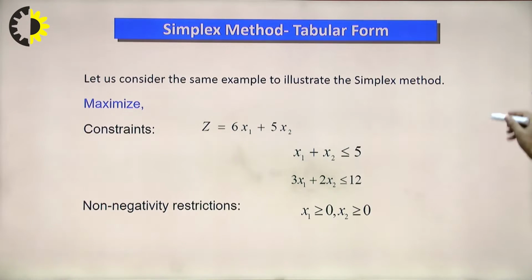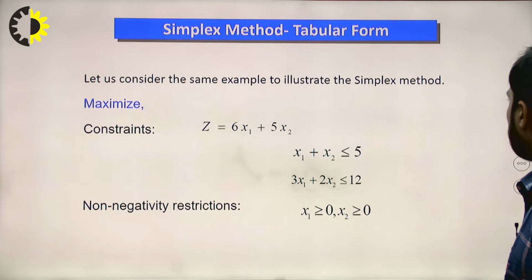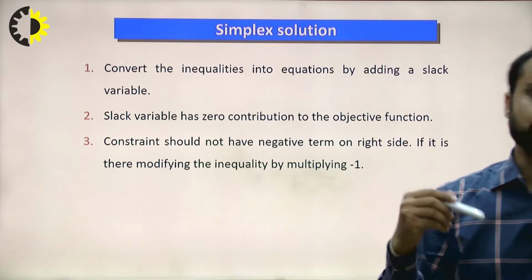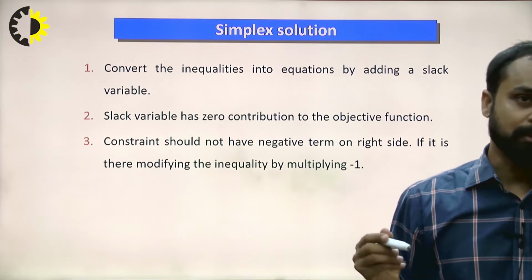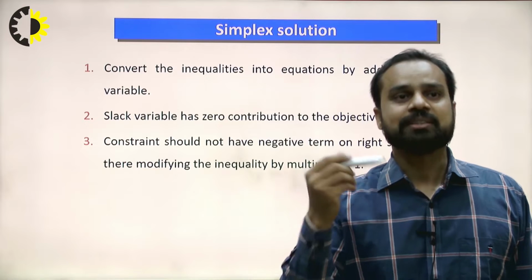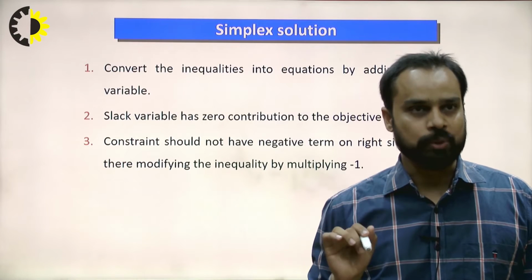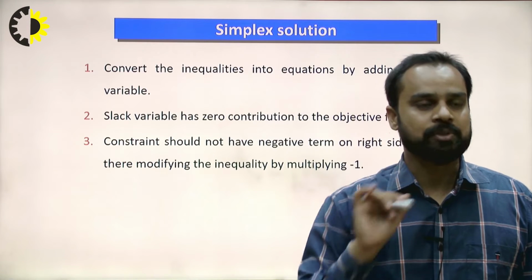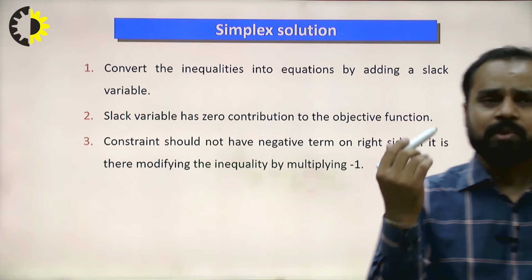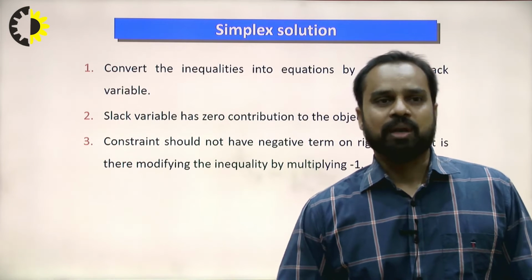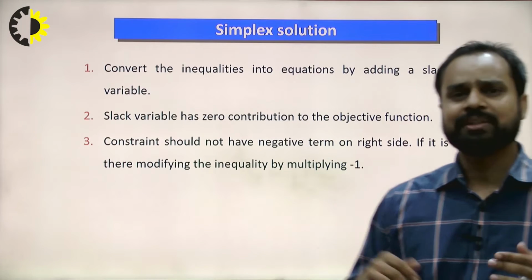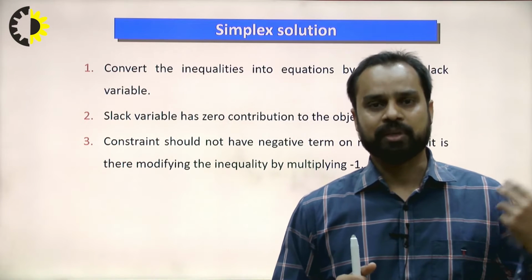So in this problem we have seen, firstly, there is a certain set of rules by which we can solve the simplex algorithm. Any LPP problem can be solved with the help of the simplex method. That simplex algorithm has certain steps by which we can solve any LPP. Step number 1 is, firstly we have to convert inequalities into equations by adding a slack or surplus variable, that depends upon the type of constraint we have.